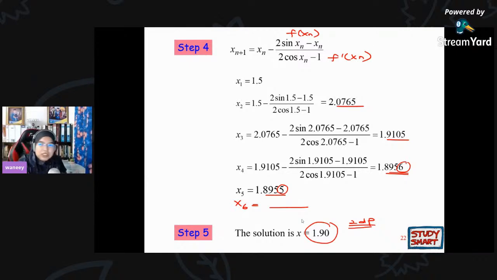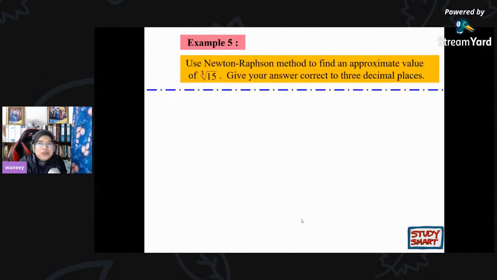Okay, so the last question for today. Use the Newton-Raphson method to find an approximate value of the cube root of 15. Give your answer correct to 3 decimal places.